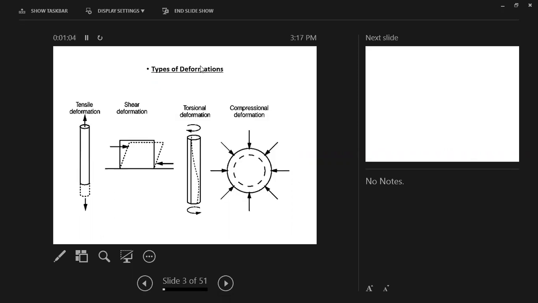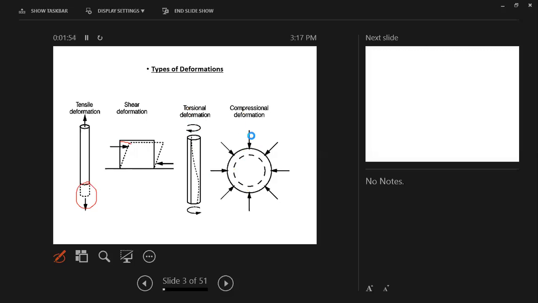Types of deformations, as you see here: when you extend an object, as in the first shape on the left, this is going to be tensile deformation. On the other hand, when you change the shape of the object like this, it is shear deformation. If there is twisting inside of the object, we call that torsional deformation. For example, when you twist a pen or pencil, that is torsional deformation. And compressional deformation is when you squeeze a ball, for example. The ball undergoes compressional deformation.